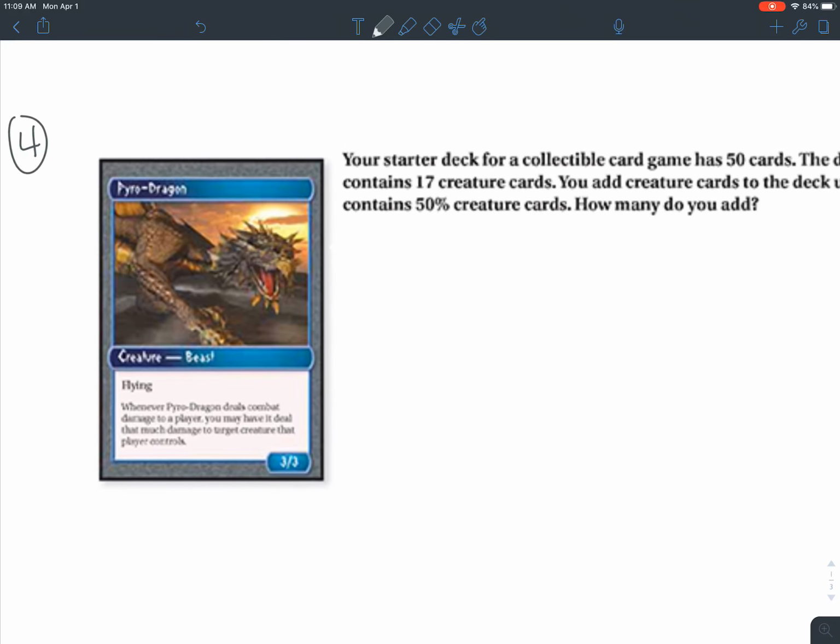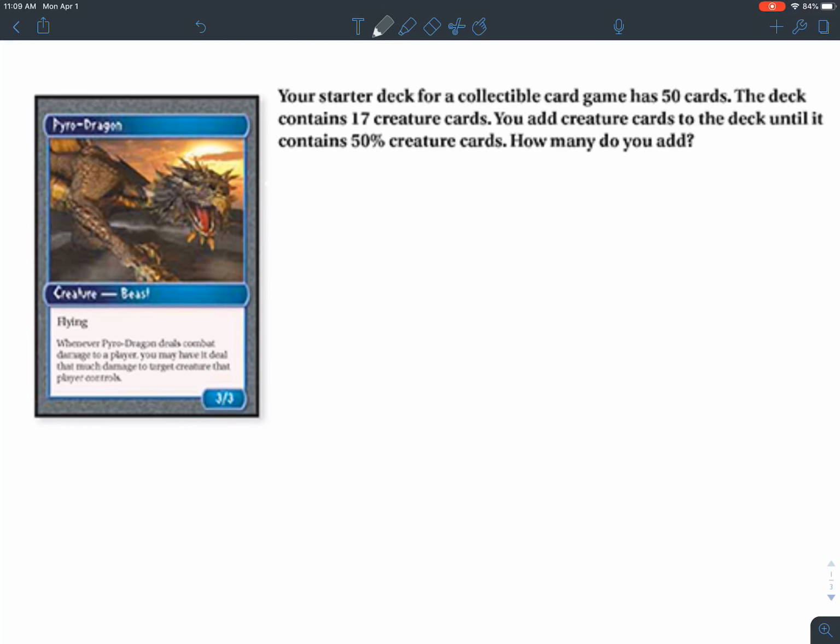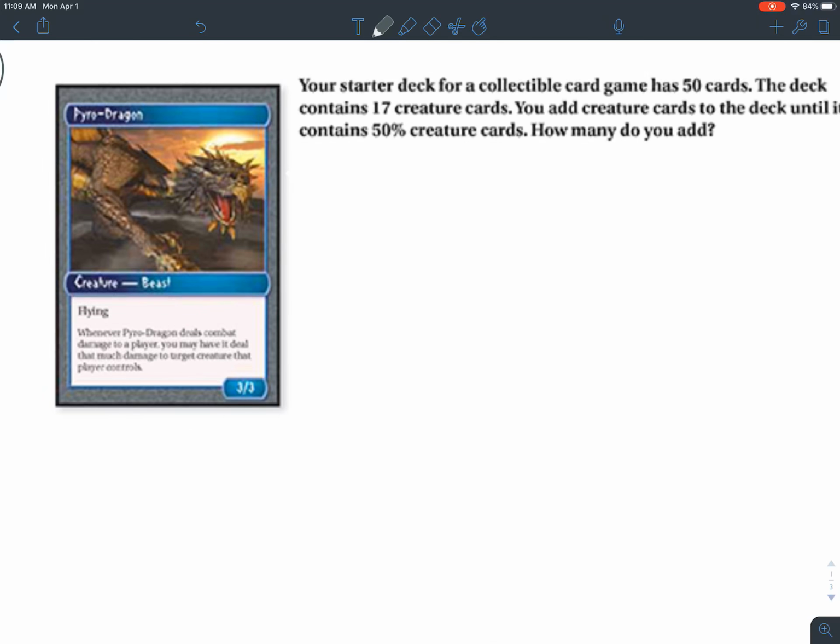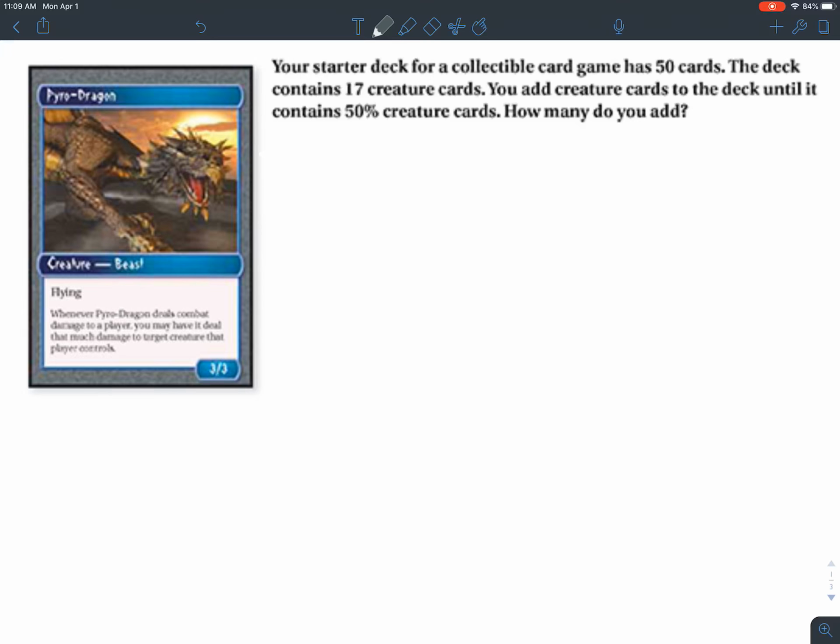So now sometimes we've got a word problem, but we're going to use the same method to solve this. So our fourth question is your starter deck for a collectible card game has 50 cards. Okay, the deck contains 17 creature cards. You add creature cards to the deck until it contains 50%. Okay, so you're starting at 17 out of 50, and we have creature to total. And we're adding some unknown amount.